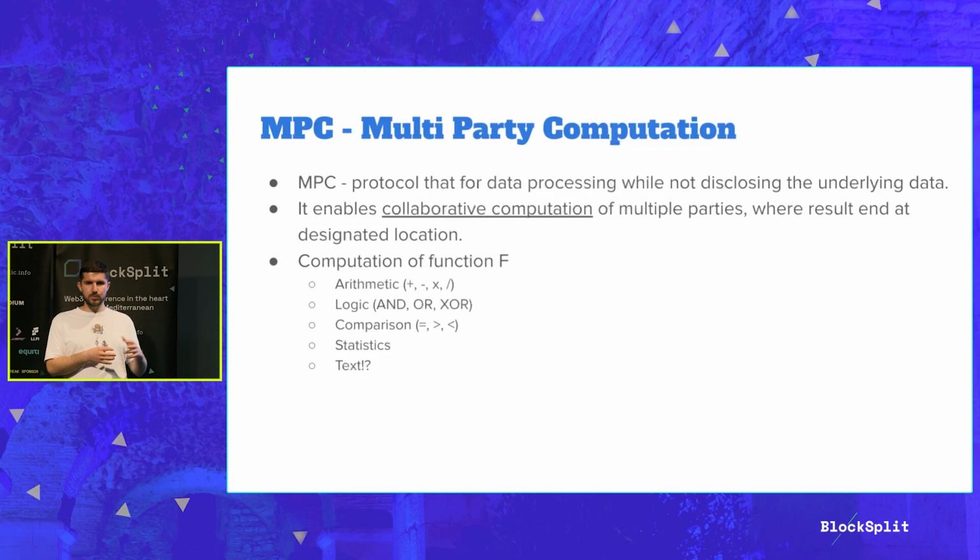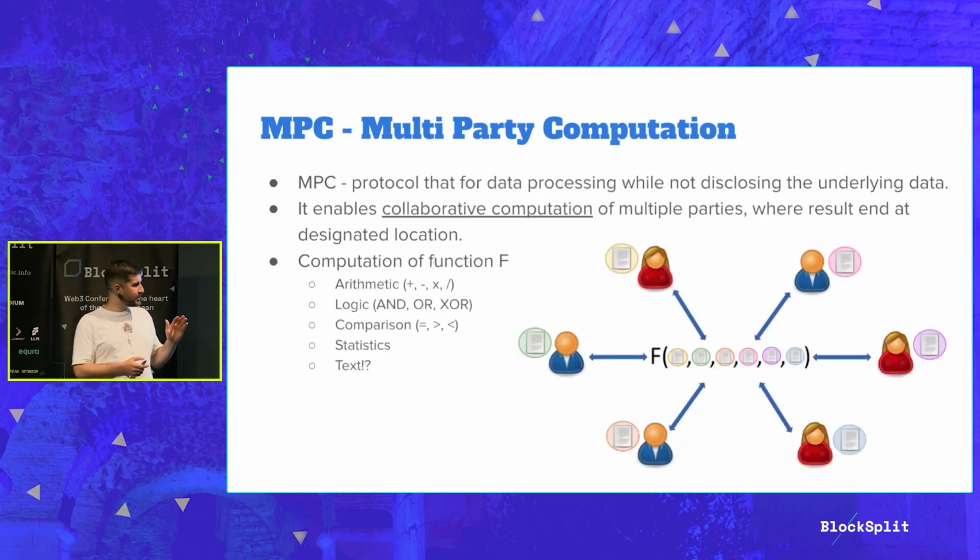And there are a couple of things we can do right now with multi-party computation: arithmetic and logic operations, comparison, statistics, and lately there are some advancements with LLMs and text where we can do computations based on text. So it's straightforward and simple. Everybody has their own data. We are calculating some function based on their data, but nobody is revealing that data. It's a kind of technology where it seems we're doing some kind of sorcery, but it's pretty simple, and in the next slides we're going to see exactly how this works.